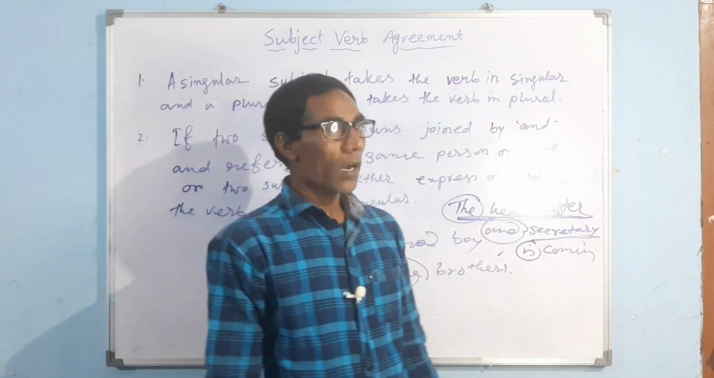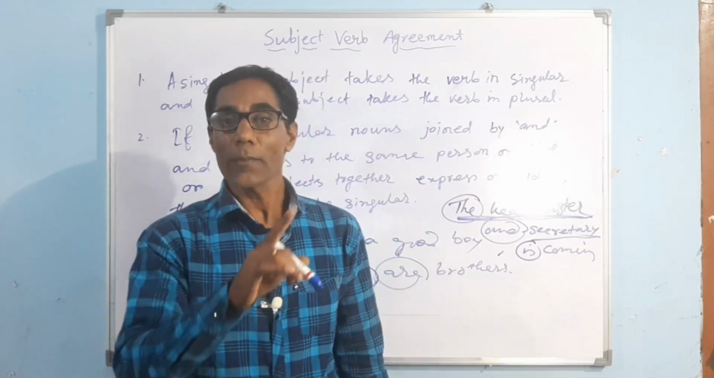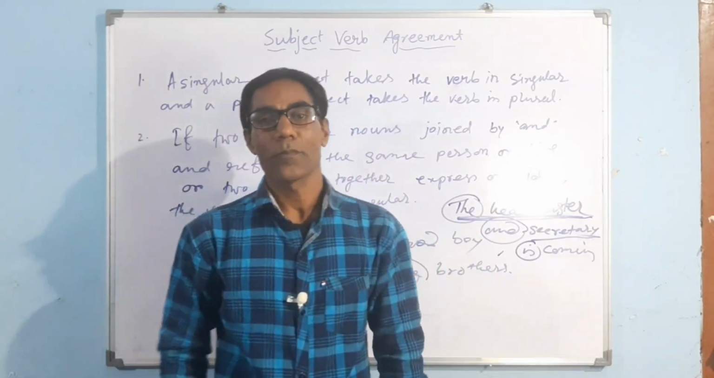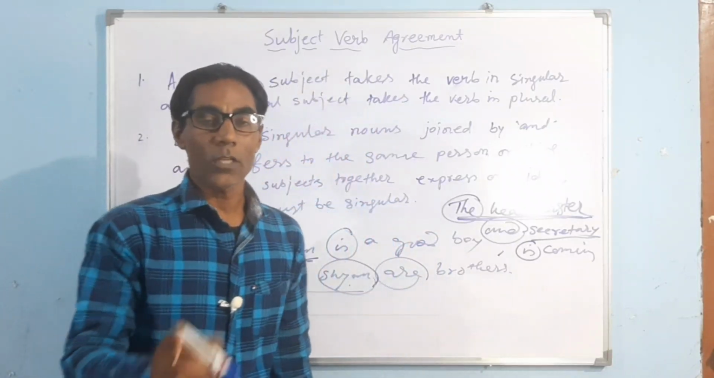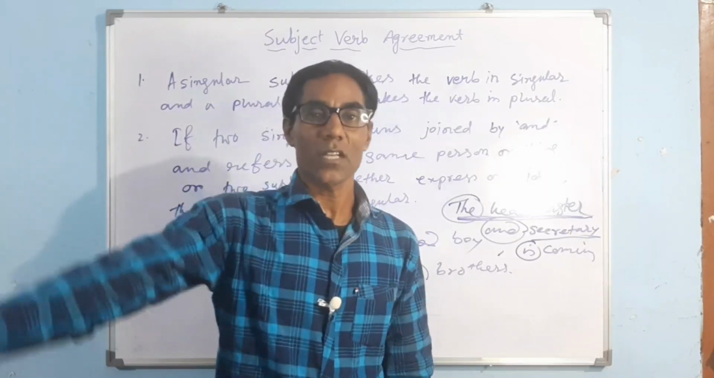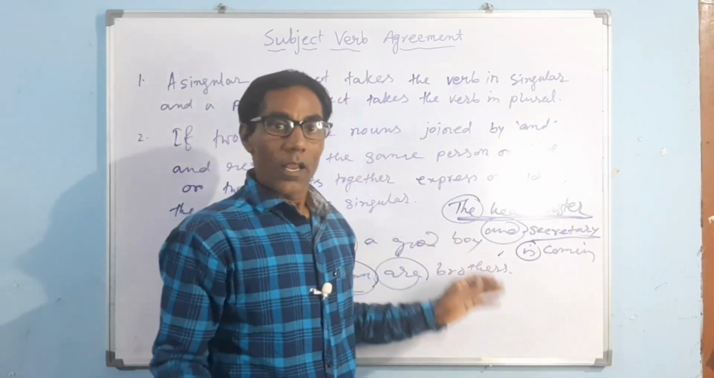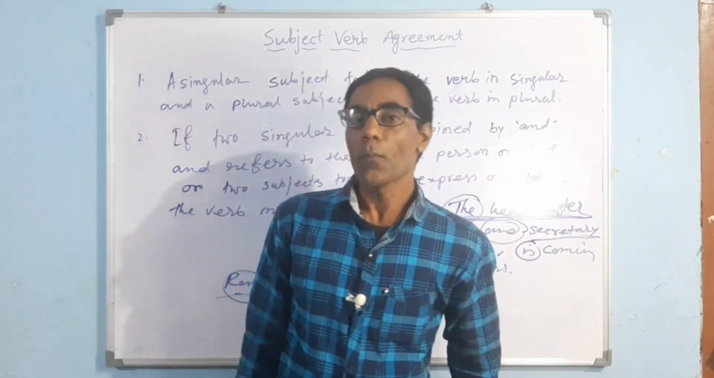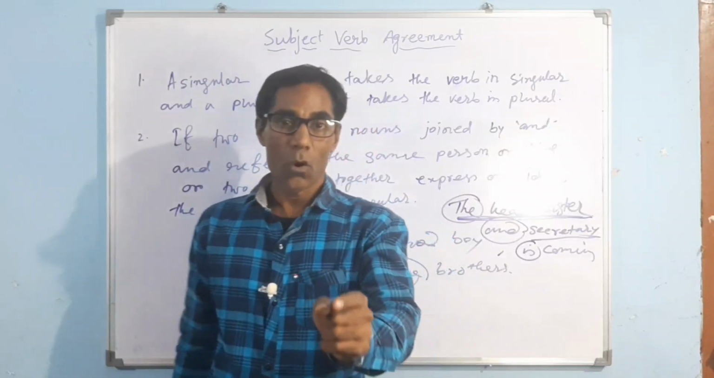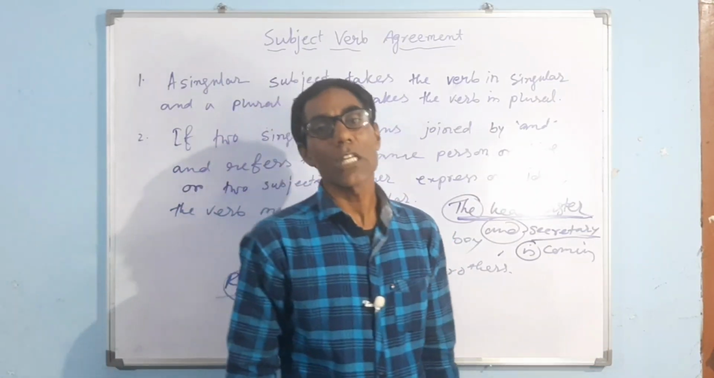Similarly, what happens? 5 kilometers is a long distance to walk. 5 kilometers, but it shows collectiveness. 5 kilometers, therefore you have to use is. You cannot use are. If you write 5 kilometers are a long distance, that is wrong. So, second rule, if two or more subjects connected by and express only one idea, one person, one thing, then you have to use the verb in singular.